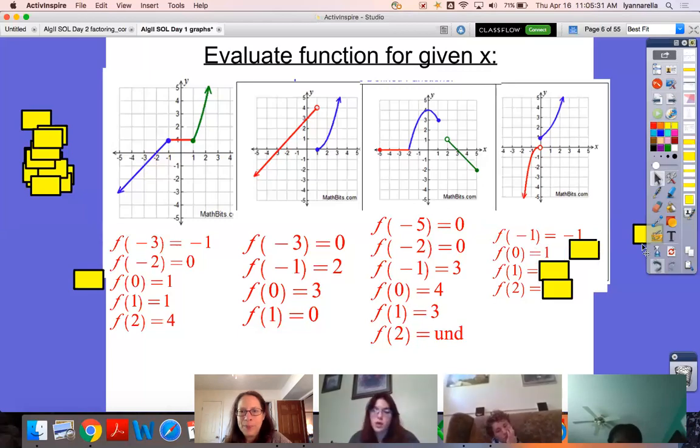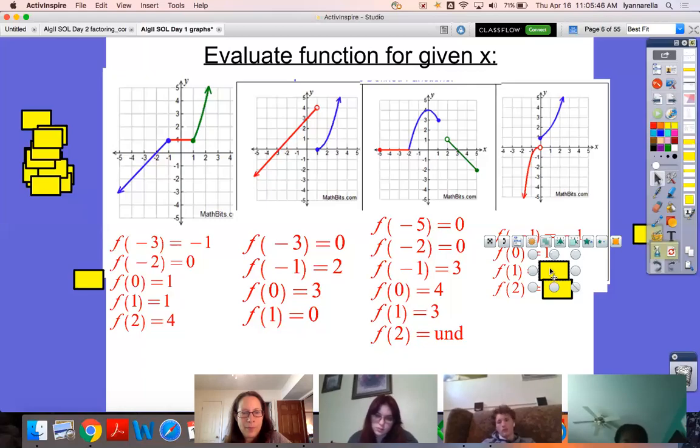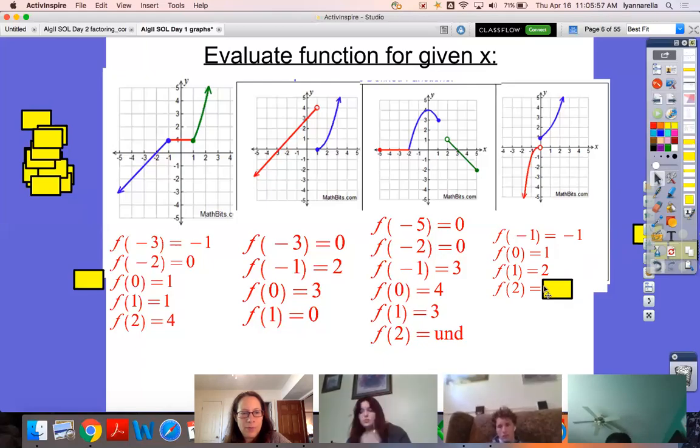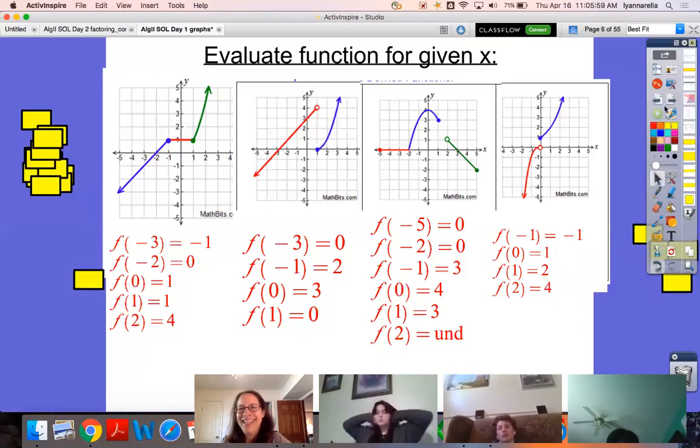There you go. If x is 1, what is the y value for that point? No, try it again. X is 1, go up and read the y value. There you go. And now if x is 2, go up and find the y value for 2. Sure, good. All right. Way to multitask.